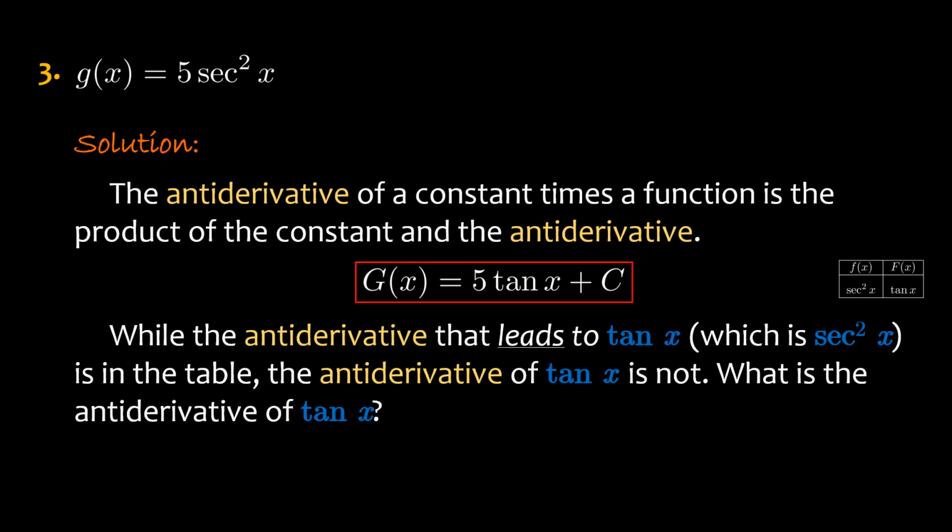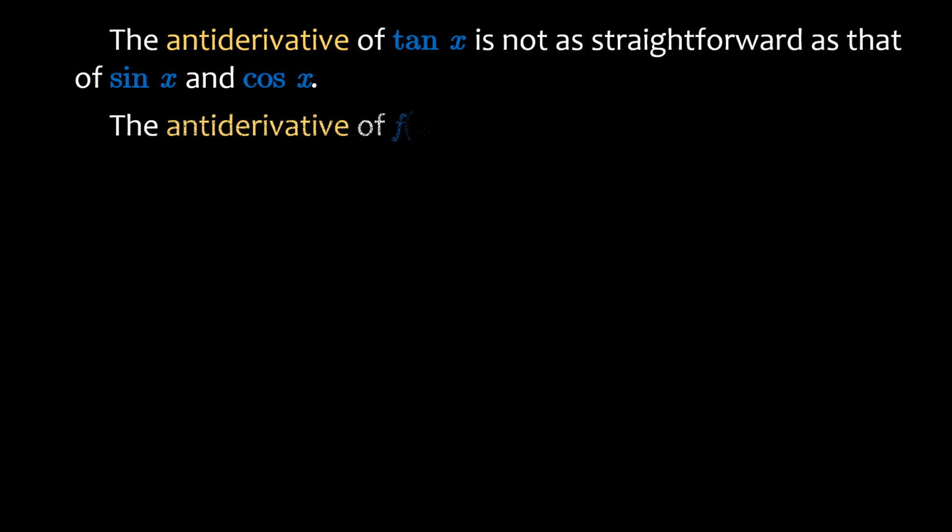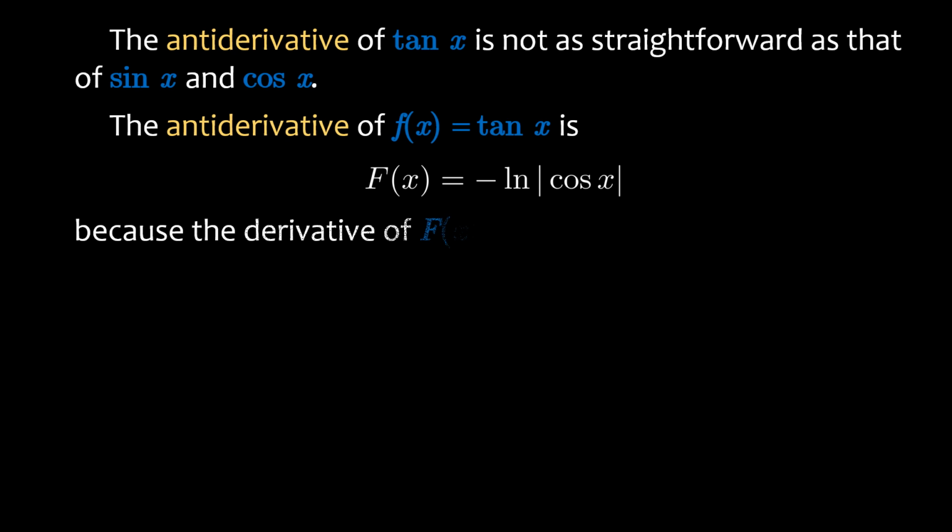What is the antiderivative of tangent of x? The antiderivative of tangent of x is not as straightforward as that of sine of x and cosine of x. The antiderivative of tangent of x is the negative of the natural logarithm of cosine of x, because the derivative of this by chain rule of differentiation is tangent of x.